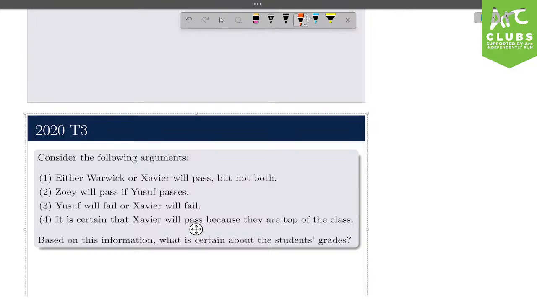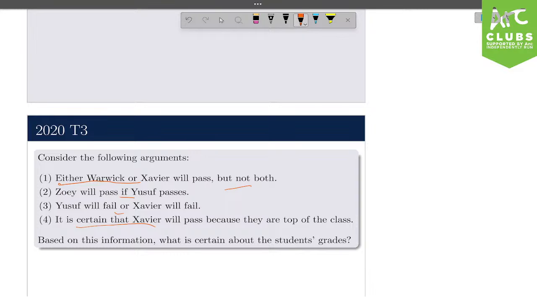So here we have an either-or, a but-not condition. The second condition is an if condition, so like an implication. The third condition we have is an or, and the fourth one is a certainty condition. And so from all of this information, we have to determine who will pass, who will fail, and who we don't know about.